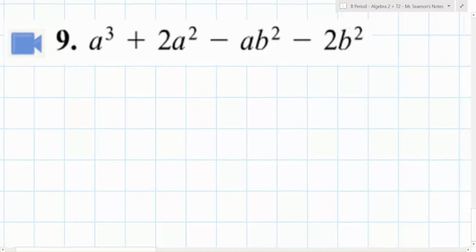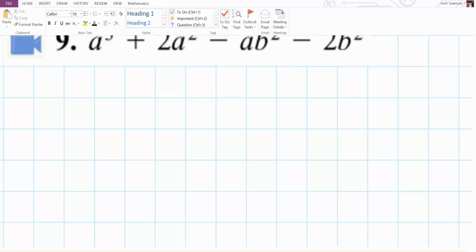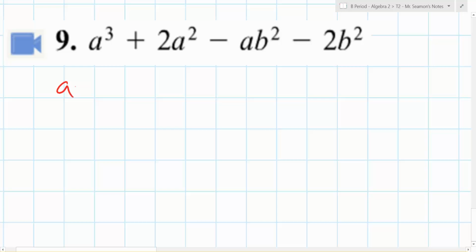Couple variables right here. We have an a cubed. We also have some 2's in there. Looks like there's something going on pretty interesting. What do you see when you look at this? I see squares. So Gabby just came up with something really good here, which is you can reorder these, right? You could make it minus ab squared, and then you have plus 2a squared minus 2b squared. Is that what you meant right there? Yeah.